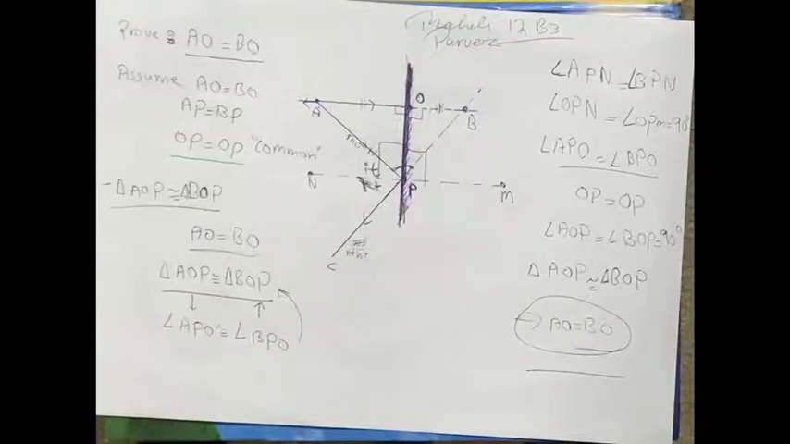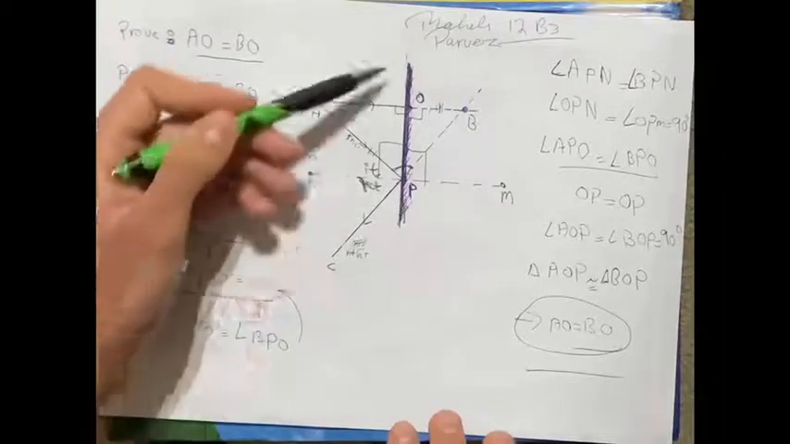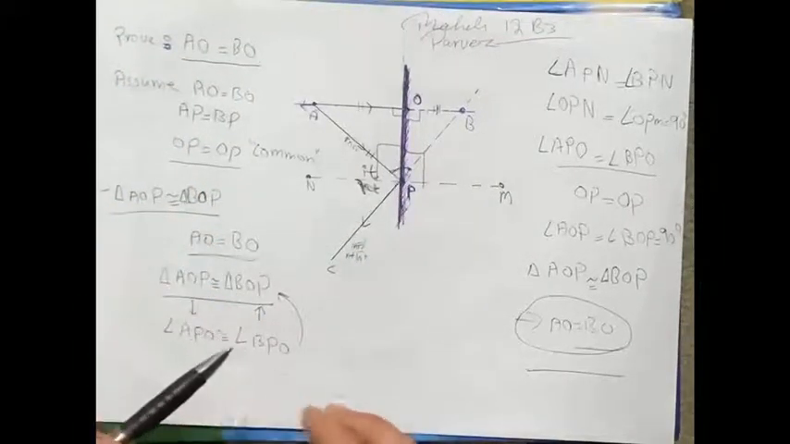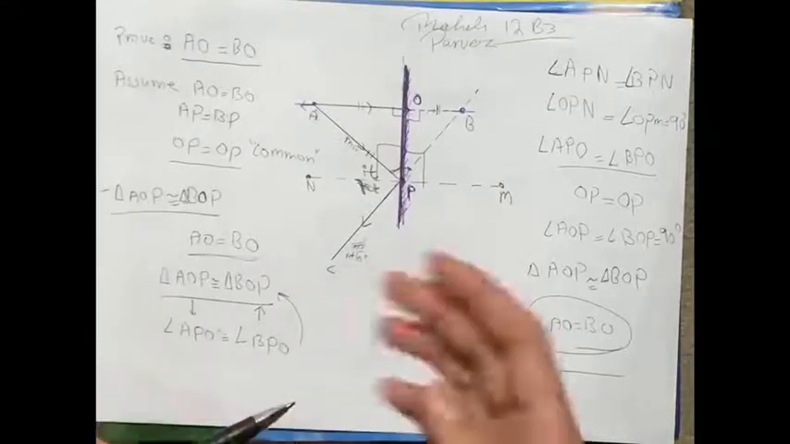So we finally proved that in a plane mirror, the distance of the image is always equal to the distance of the object in 4 trials.